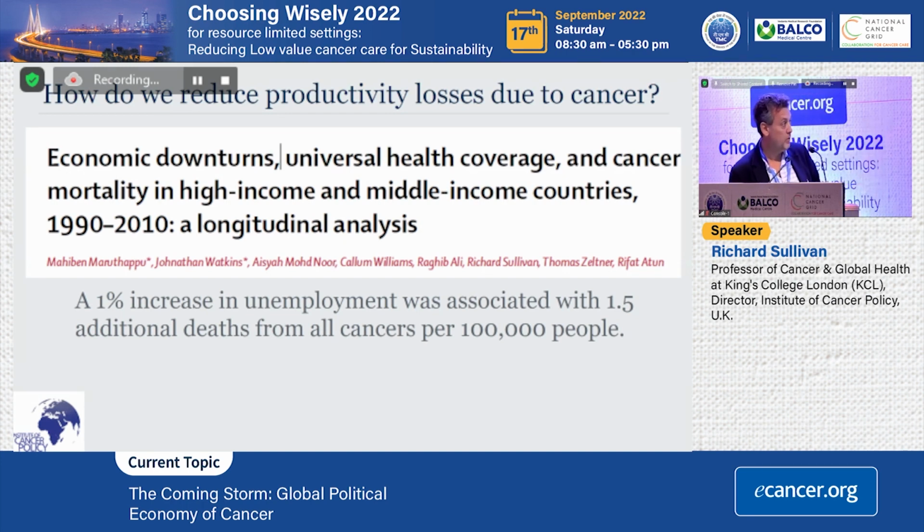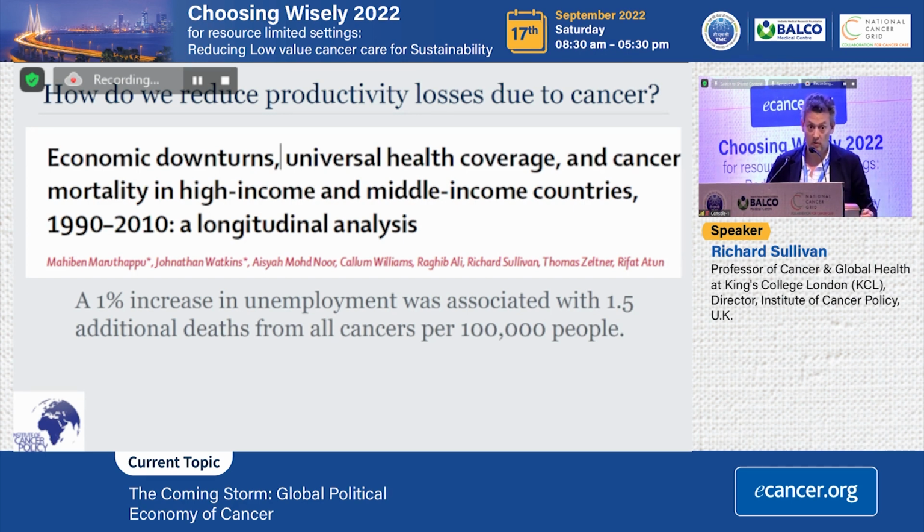Now, some of what we did with Rifat many years ago is we also asked the question, what about the social determinants of cancer? And of course, there are many social determinants leading patients into care, and unemployment is a massive one. And what we discovered, of course, is a really significant figure here. Basically, for every 1% increase in unemployment, you see about 1.5 additional cancer deaths per 100,000. That is a truism across all high and middle income countries. Every data set we could look at.